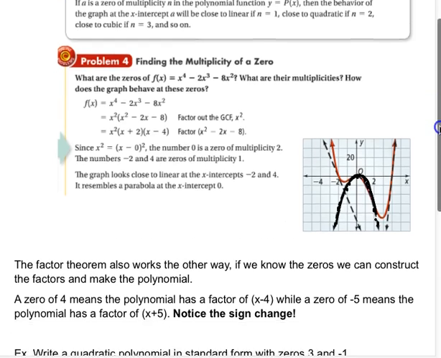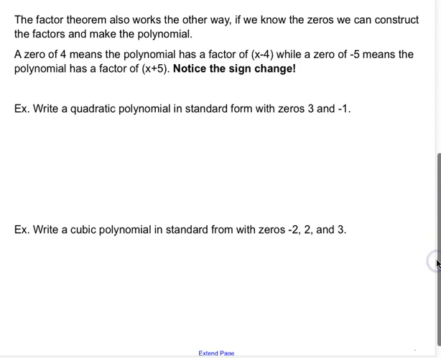The other learning target for today is if I give you the solutions, can you go back and write out the polynomial in standard form? Okay?